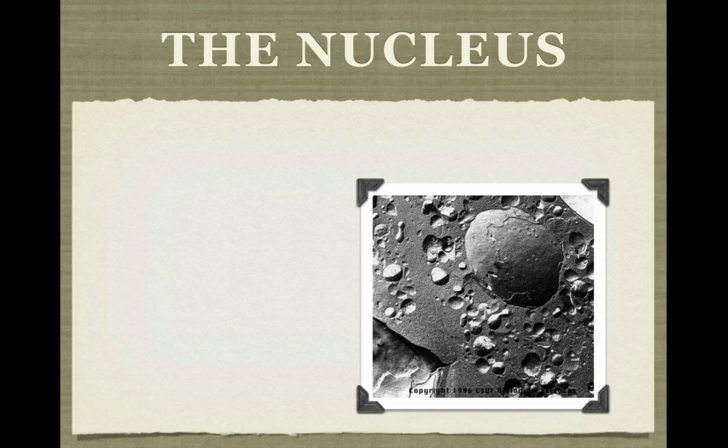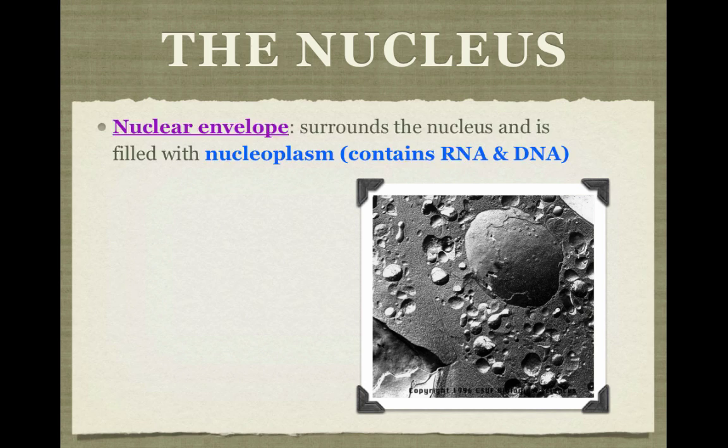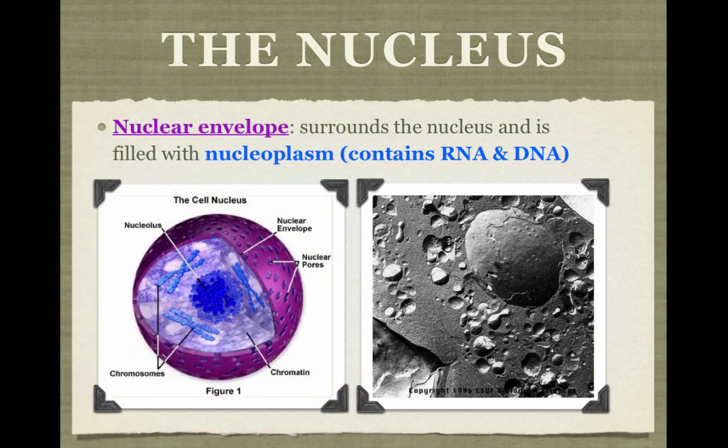This here is a micrograph, a photograph taken using a scanning electron microscope. And what you can see there is a nuclear envelope. Your nuclear envelope is what surrounds the nucleus, and that is filled with nucleoplasm, which contains RNA and DNA.